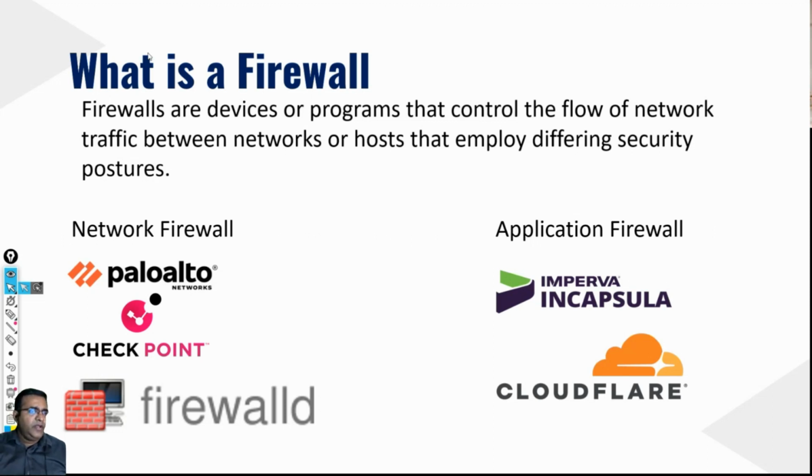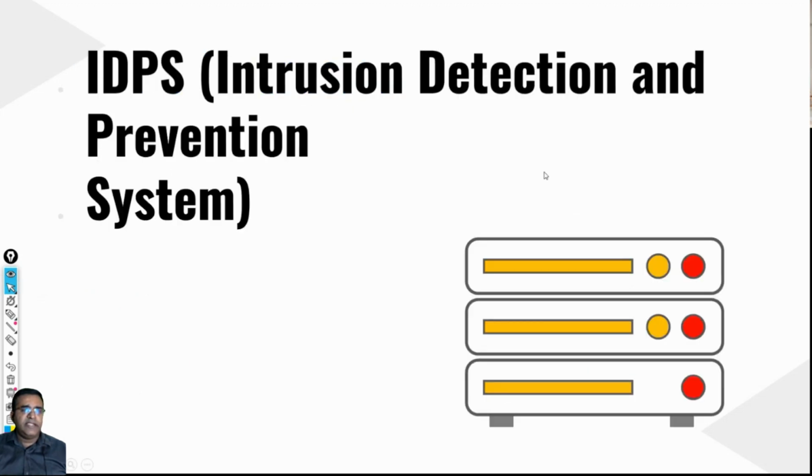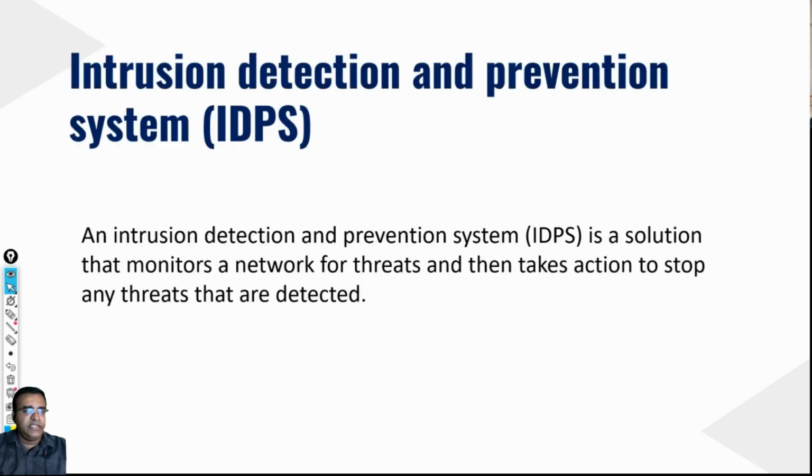So this is what a firewall does. And there's something else called an intrusion detection and prevention system, right? So what does this device do? This device is going to look at the behavior of the network. There is a limitation to what a firewall can do. It can only check if something matches a rule.